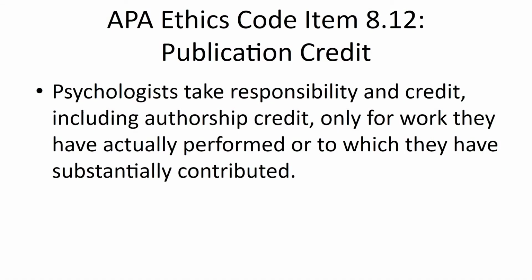Moving on to APA Ethics Code item 8.12, this refers to publication credit. So if you do get a paper into publication, you need to take responsibility and credit, including authorship credit, only for work that you've actually performed or to which you have substantially contributed. This might not seem like such a big deal, but I have seen some pretty bad offenses in this regard. I have heard of examples of studies that have been published with 10 or 12 authors, and half of the people did nothing on that study.